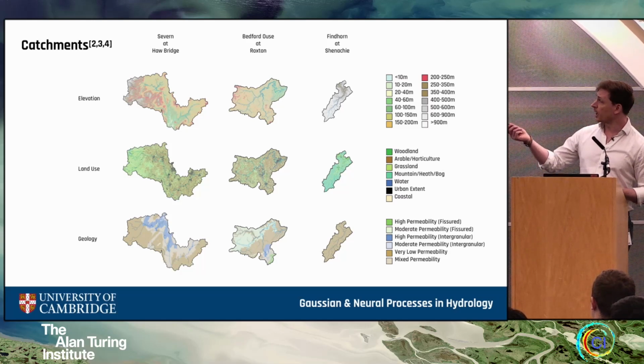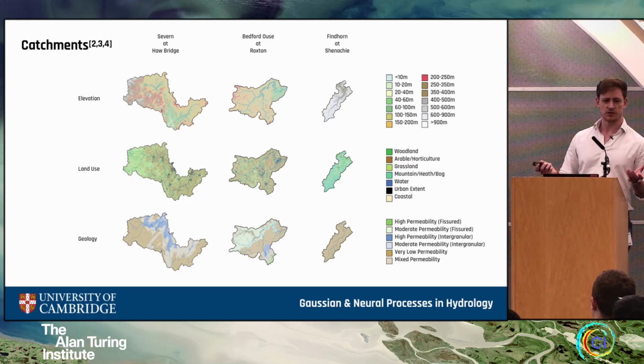So within the UK, these are all UK-based, we've got the River Severn at Hallbridge, one of the largest catchments in the UK, through to a very small catchment, the Fine Horse at Chinati, which I think is the pronunciation. It's somewhere in Scotland, I'm probably mangling it. It's very small, it's very mountainous, so it's a lot flashier. So we can see how the model holds up across areas of different geology, different land use, and different topography.